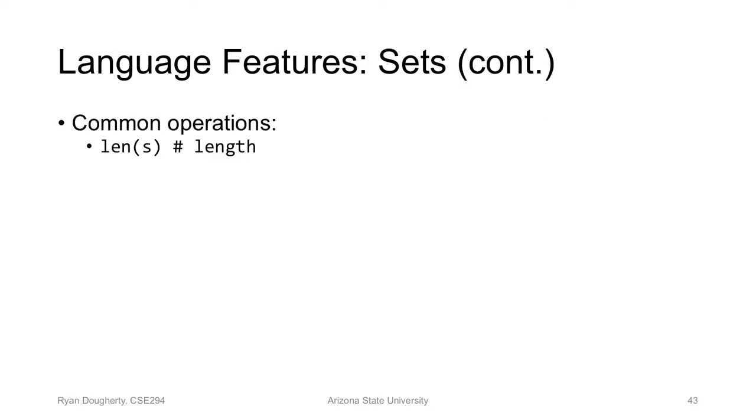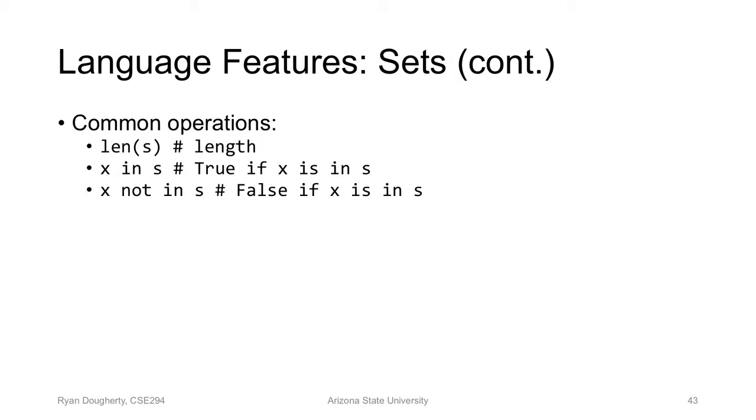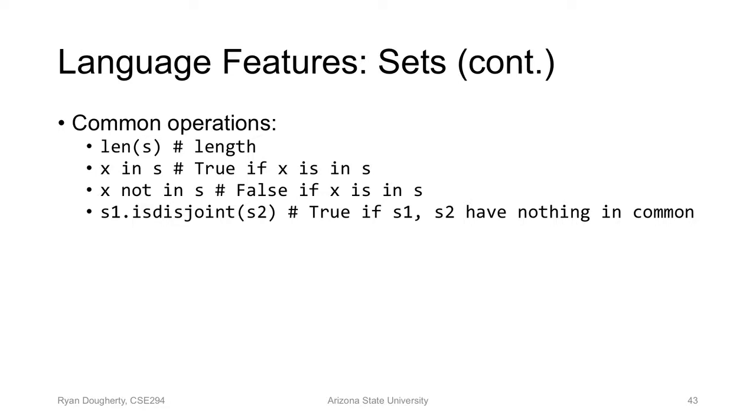Some operations: you can do a len on it, and you can test if the element is in the set or not in the set. One that's really cool is checking if two sets have nothing in common at all, which is called having the sets be disjoint. So calling isdisjoint on two sets will return true if there's nothing in common between the two sets, and obviously return false if there is some element in both of the sets.